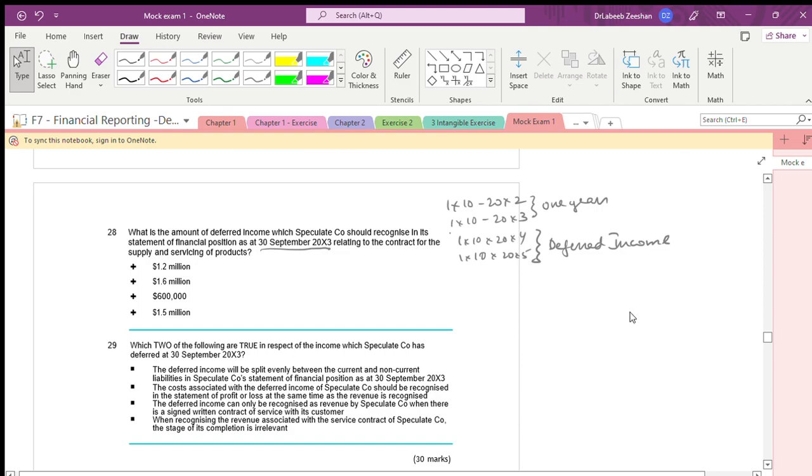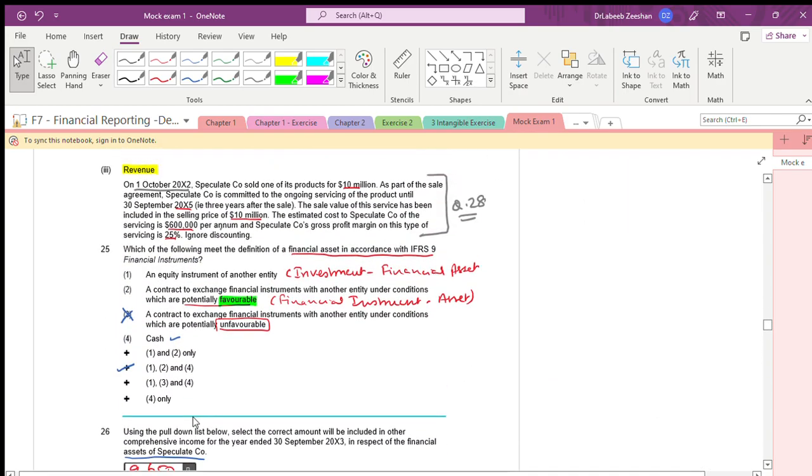They are asking us to know the deferred income. How much you have to recognize as a deferred income. Now, what is the profit they are charging? They are charging 25%. The gross margin profit is how much? It is 25%. The gross margin is 25%. Fine.